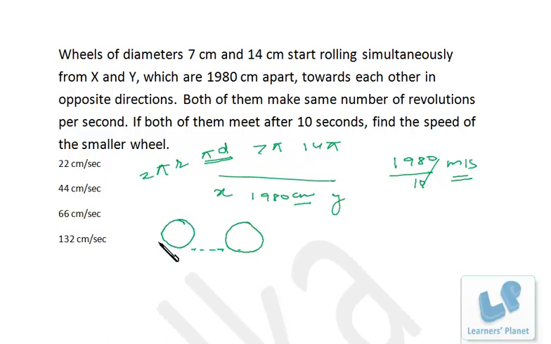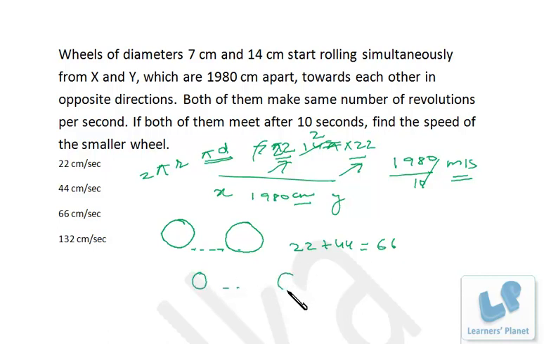So when this smaller wheel makes one revolution, it will cover 7 pi length, and if this bigger wheel completes one revolution, it will cover 14 pi length. Or we can convert them to numbers also. That means in one revolution the smaller one is completing 22 centimeter and this bigger one is completing 44 centimeter. That means 22 plus 44, in one revolution they are coming 66 meter closer, right?